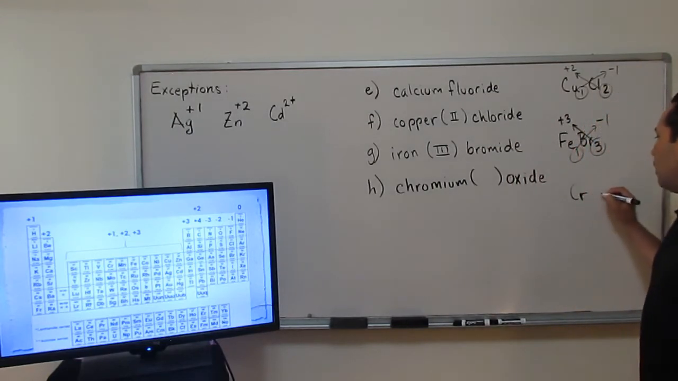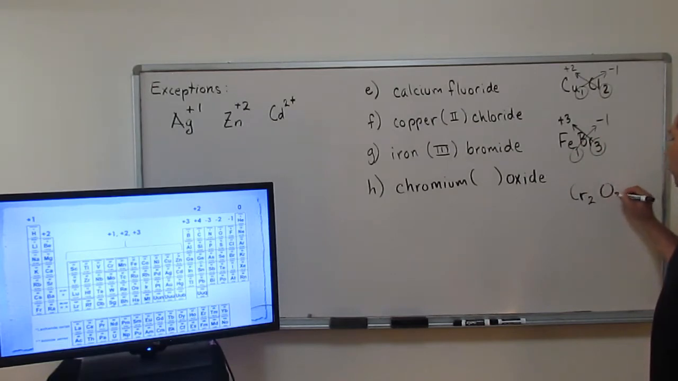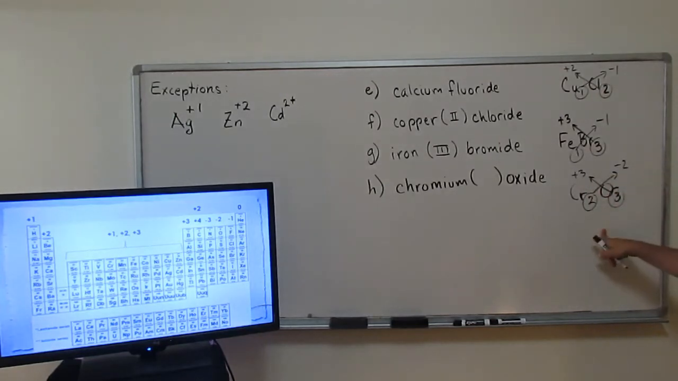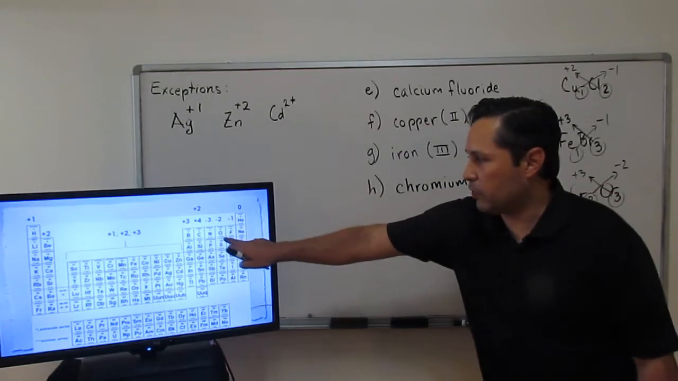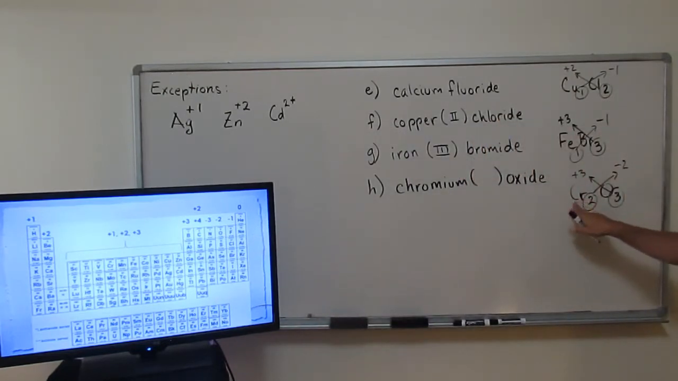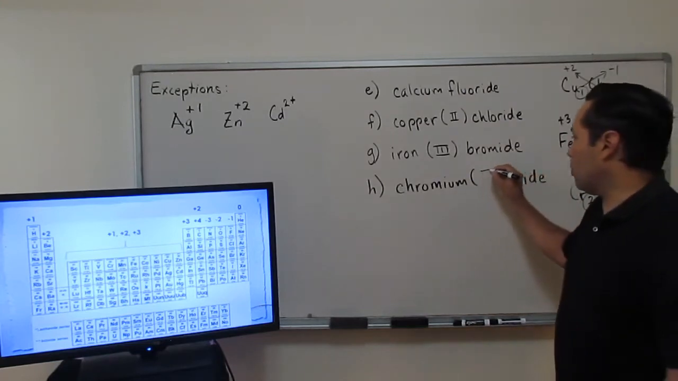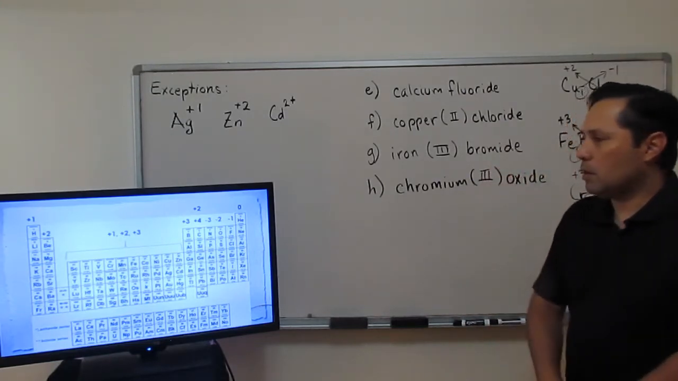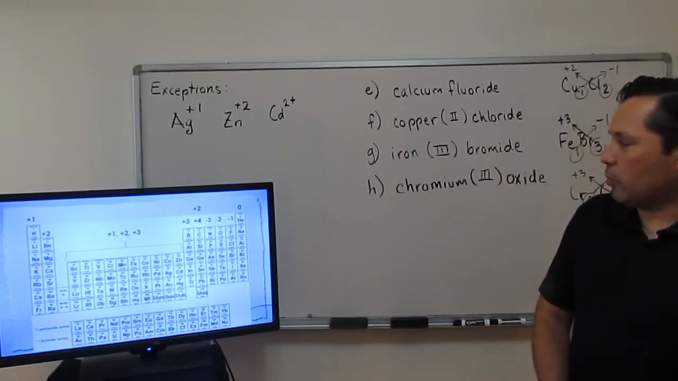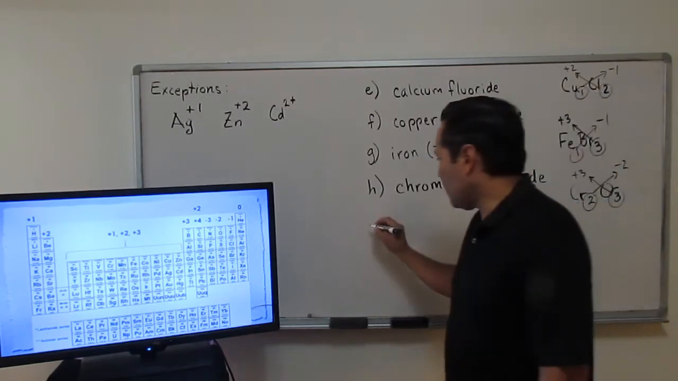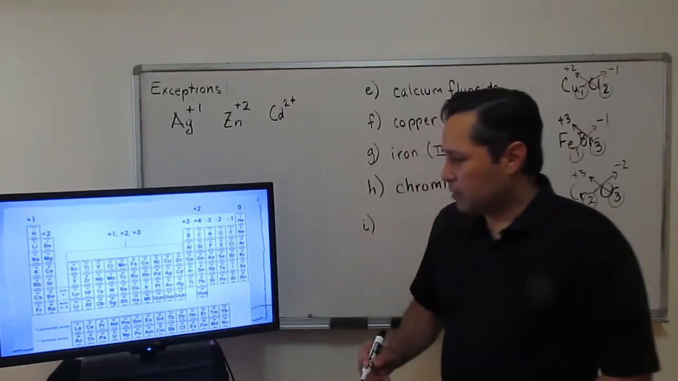So it is Cr2O3. I'm going to move this one up here, that one up there. So that's a +3, and that's a -2. Alright, double check. Is oxygen really -2? That's correct. So if that one is correct, and this one's correct, for Cr you put a Roman numeral 3. Great.